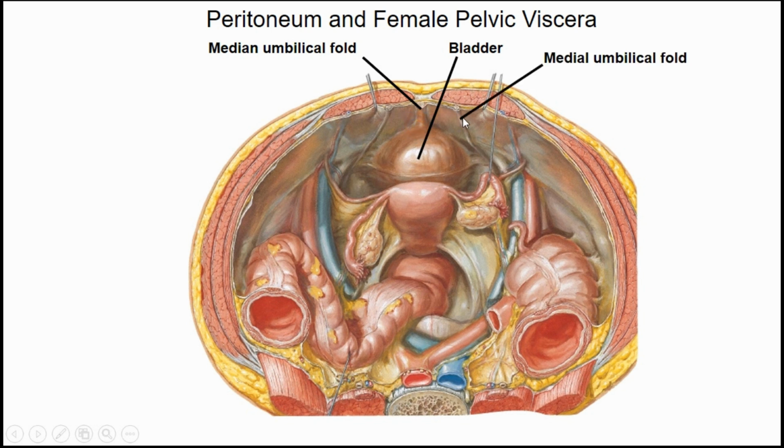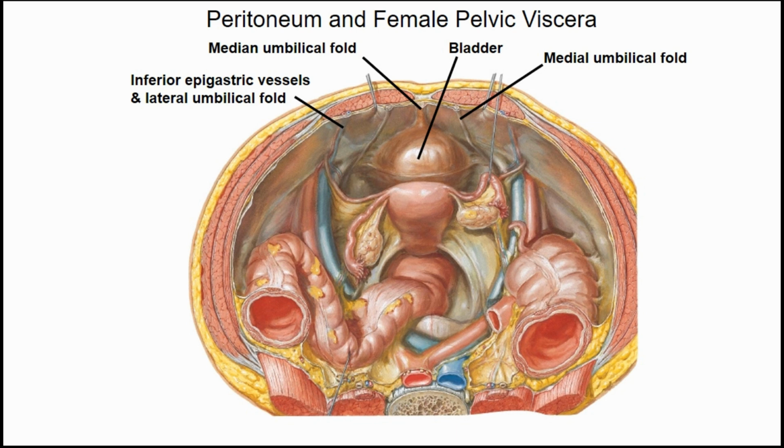Just beside it we have the medial umbilical fold, which is the covering over the obliterated umbilical artery. And laterally, we have the lateral umbilical fold, which is the covering over the inferior epigastric artery and vein. And these are important landmarks when we're doing scopes or other minimally invasive surgeries.